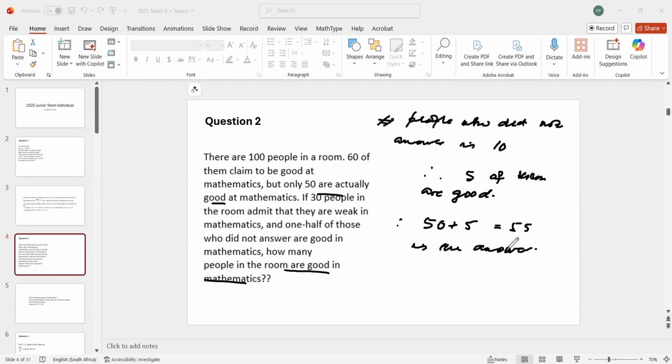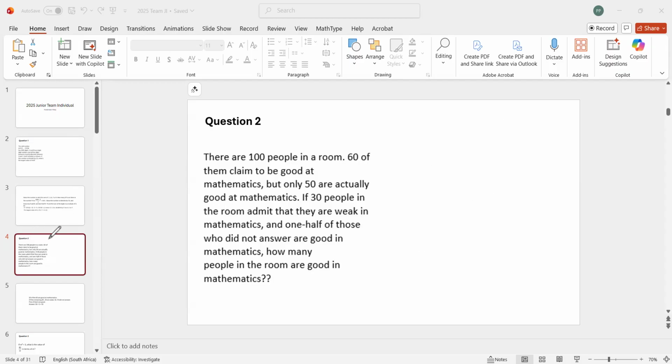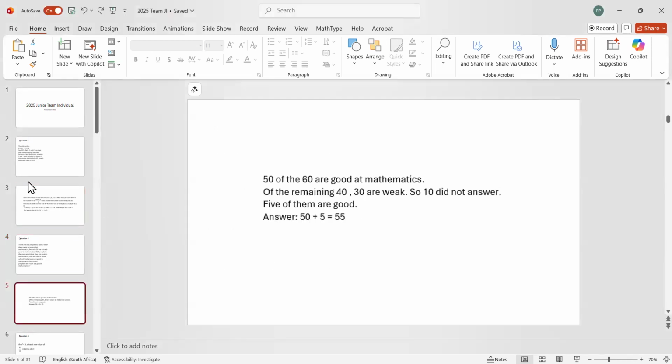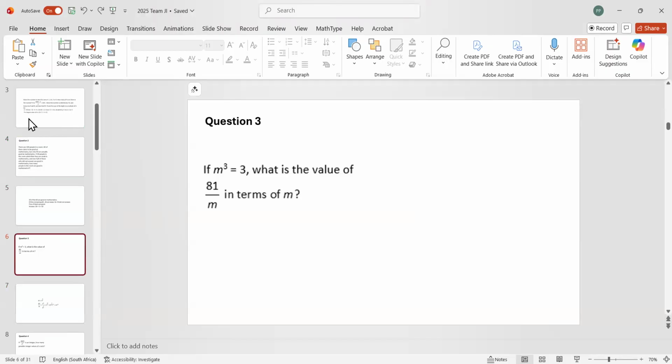Oh, I see. Now I can understand why the writing is so thick here. Okay. Now, so we have solved this problem. Let's just check to see whether the answer that I got earlier on was 55. Oh, there it is. It's 55. So 55 is the answer. Okay, let's go into the next question, which is question 3.